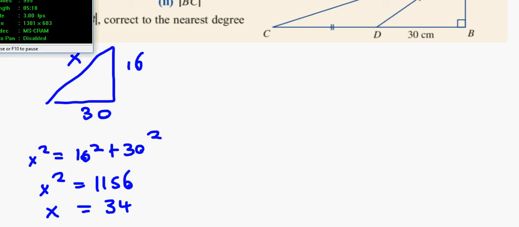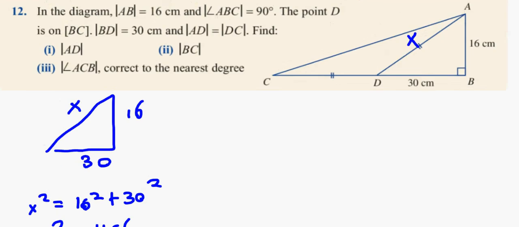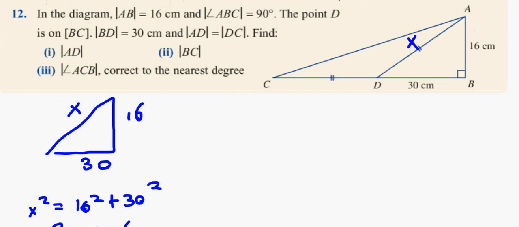Now, anyways. A to D is 34, yeah? And then what we're going to do next is, see those two lines there, the double lines? They mean that this other side is also 34. Now, what's the length of B to C? Well, we know B to C is 34 plus 30, 64. It now wants the angle ACB.